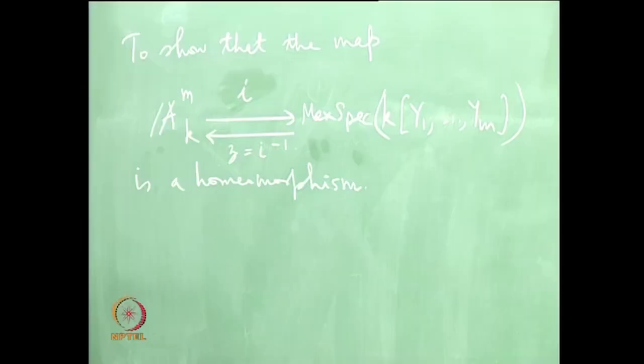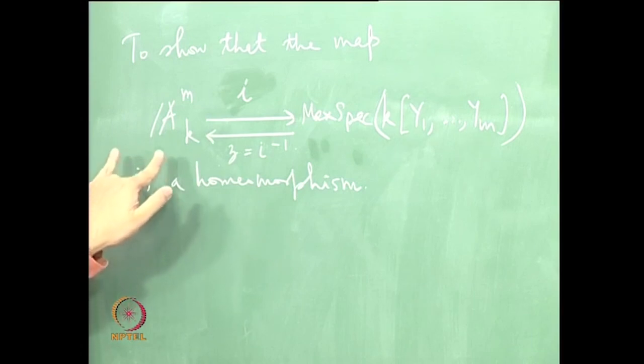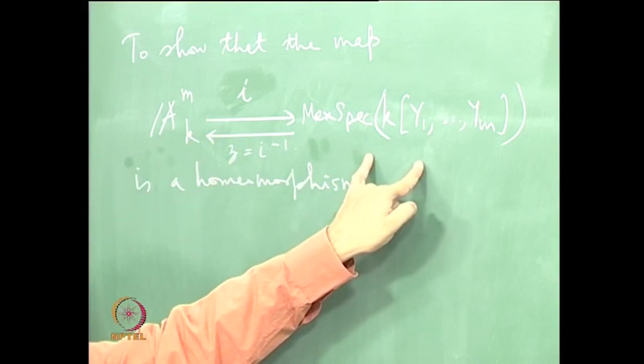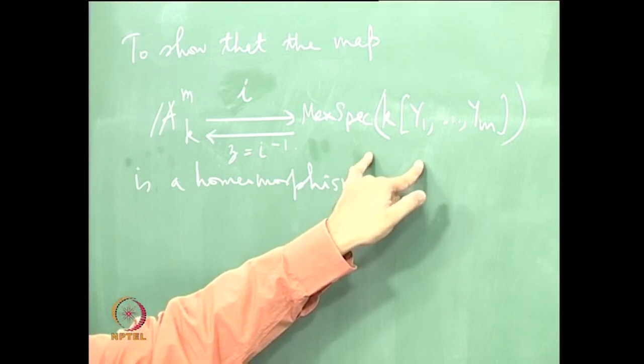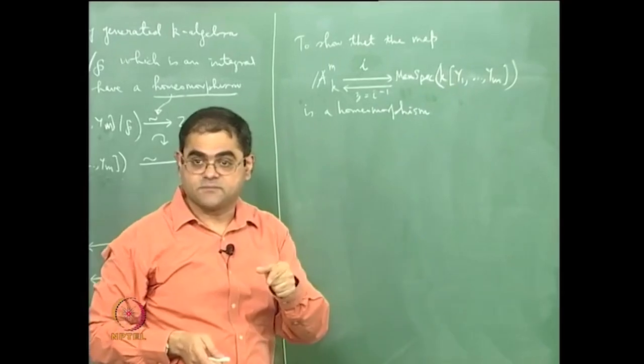Okay, and the reason why I want to use I is because if you give me a point lambda 1 through lambda m, what I get on this side is actually the ideal of that point, which is y1 minus lambda 1 through ym minus lambda m, considered as a point of the maximal spectrum, which is a subset of the prime spectrum, okay.